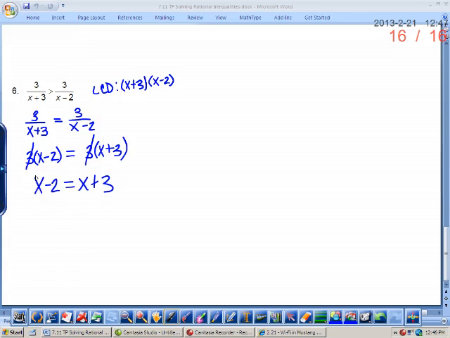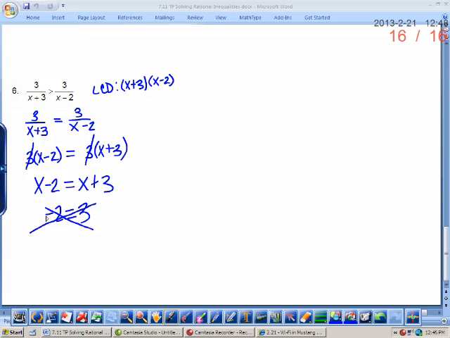What happens here? When we move everything over, the x's cancel and we get negative 2 equals 3. Does negative 2 equal 3? No. So this equation has no solution. That does not mean that the inequality has no solution. All that means is that you do not get any critical values from your equation.